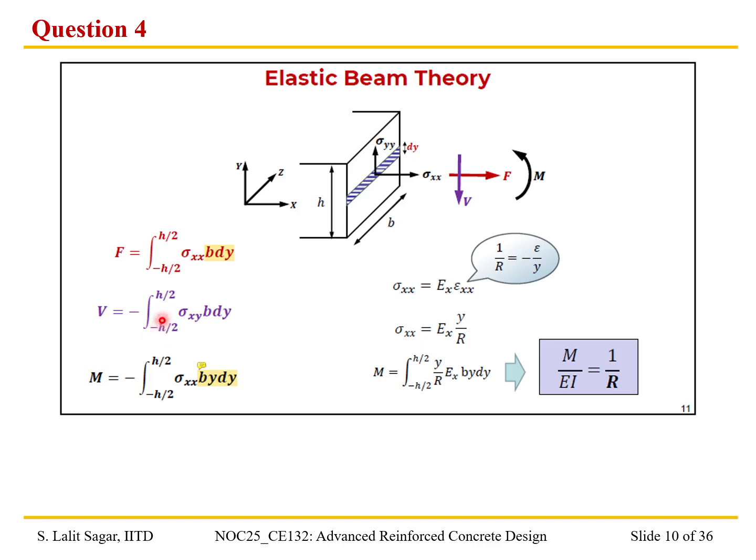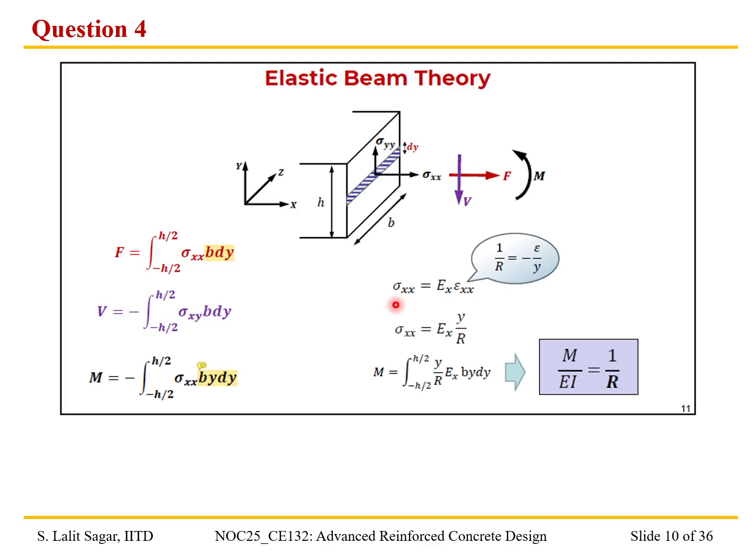Please note that sigma xx, sigma xy are basically the stress components acting on this particular cross section. When we integrate the stress components over the entire cross sectional area, we obtain the stress resultants. The stress resultants are the axial force F, the shear force V, and the bending moment M.